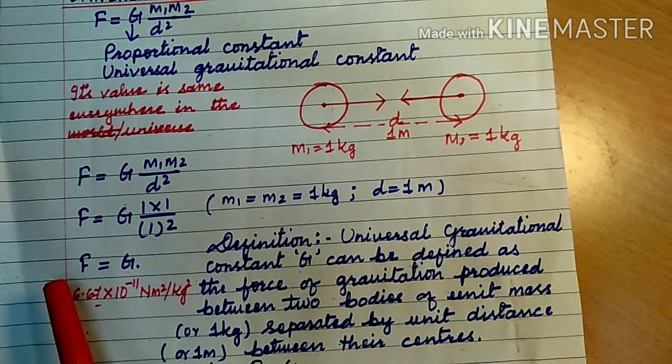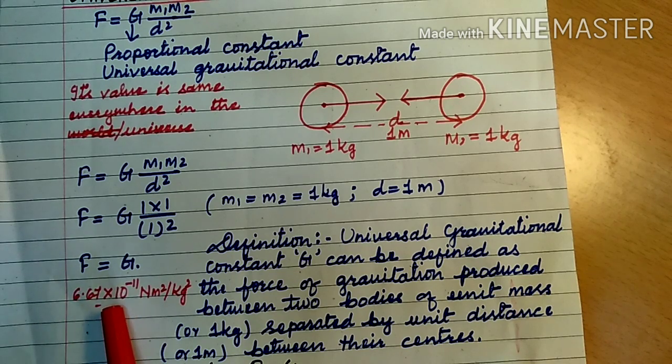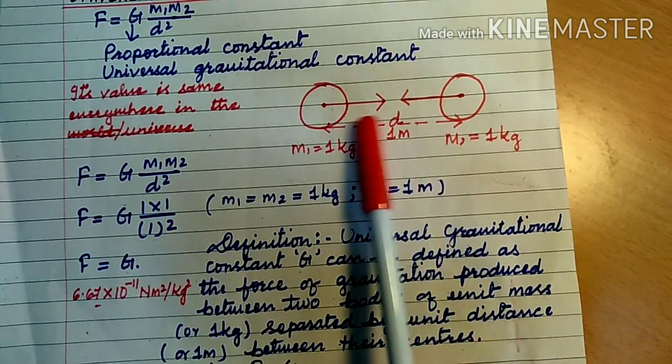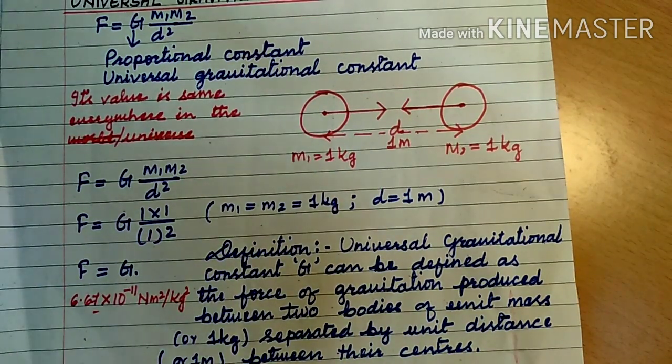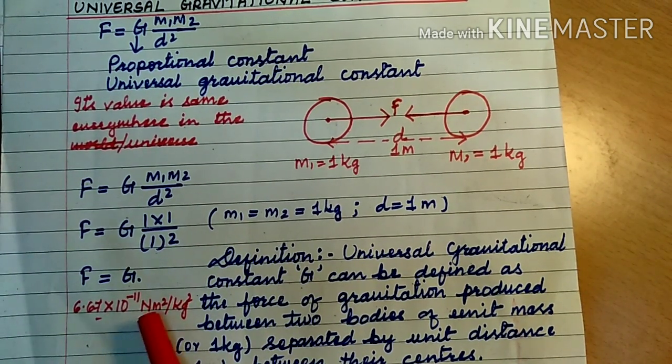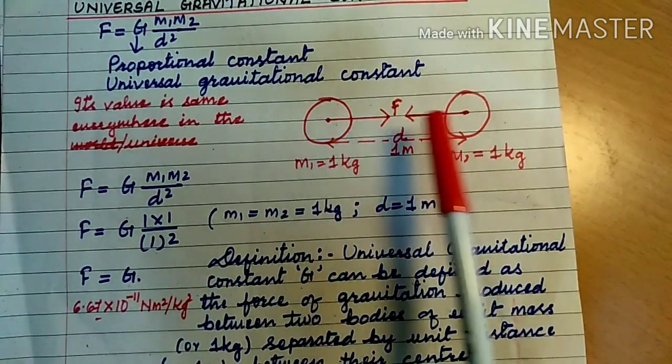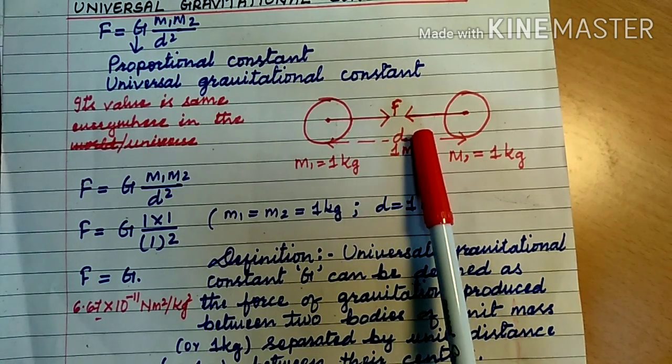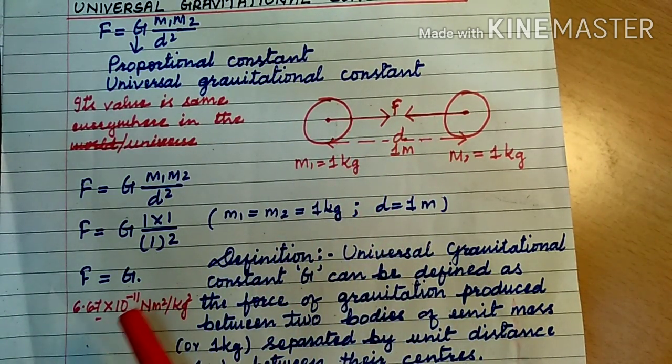So G is also a force, and from calculation it is found the value is 6.67 into 10 to the power minus 11 Newton meter square per kg square. So when 1 kg masses are separated by 1 meter distance, the force between them is 6.67 into 10 to the power minus 11 Newton meter square per kg square. So this is the value of G, and it was found out by the scientist Henry Cavendish.